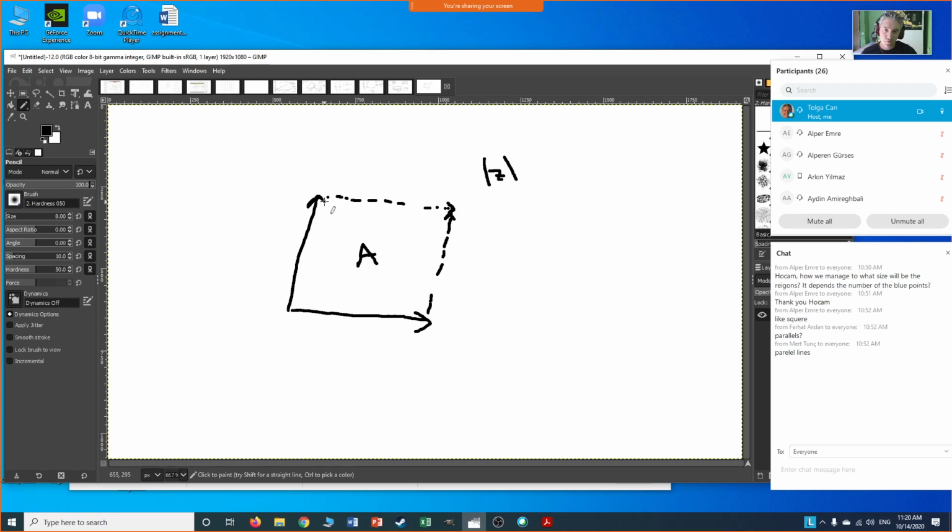Now, if you want to figure out the triangle's area, the two vectors form a triangle. So the triangle's area simply will be what? After you take the cross product, divided by 2, you will get the area of the triangle.